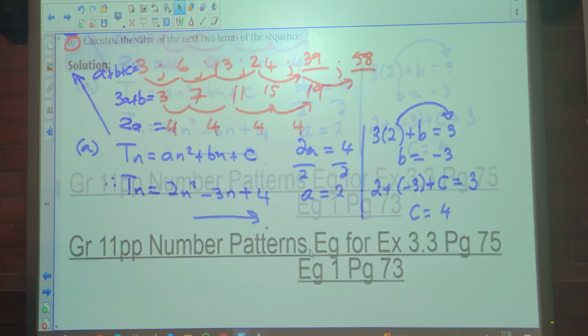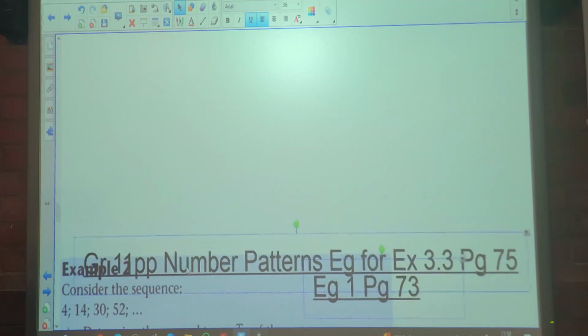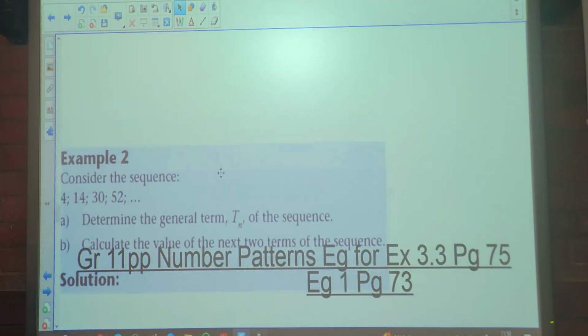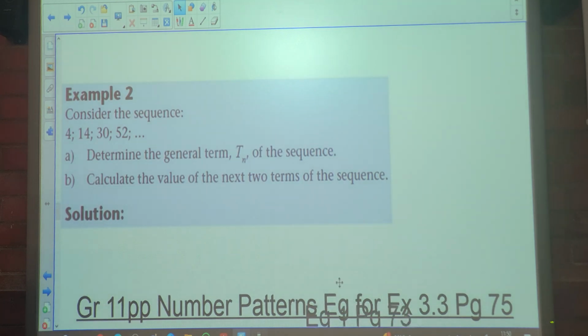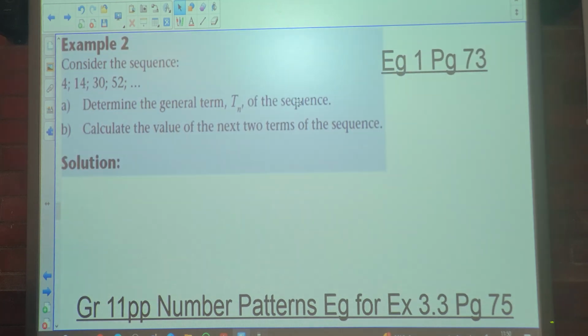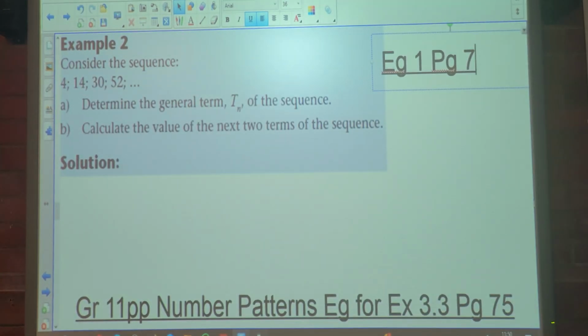Right. I hope there's another example. The stuff is fun. Yes. Give an example 2. Example 2 is on page 74.